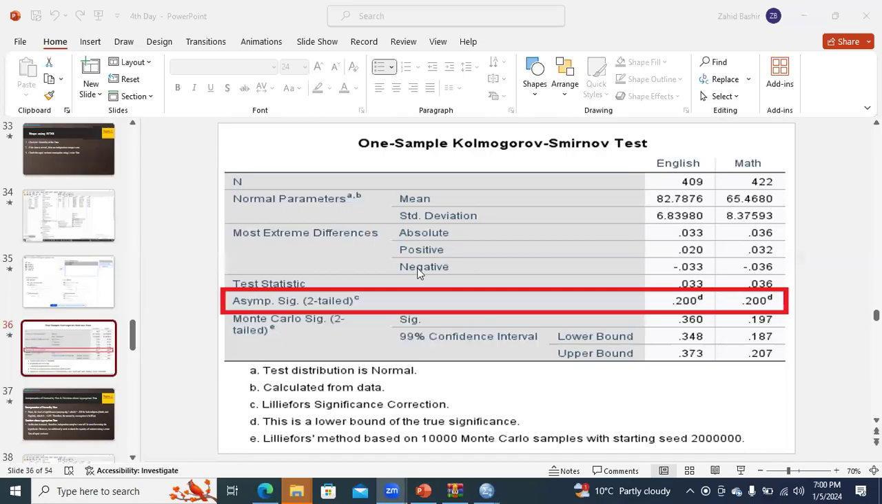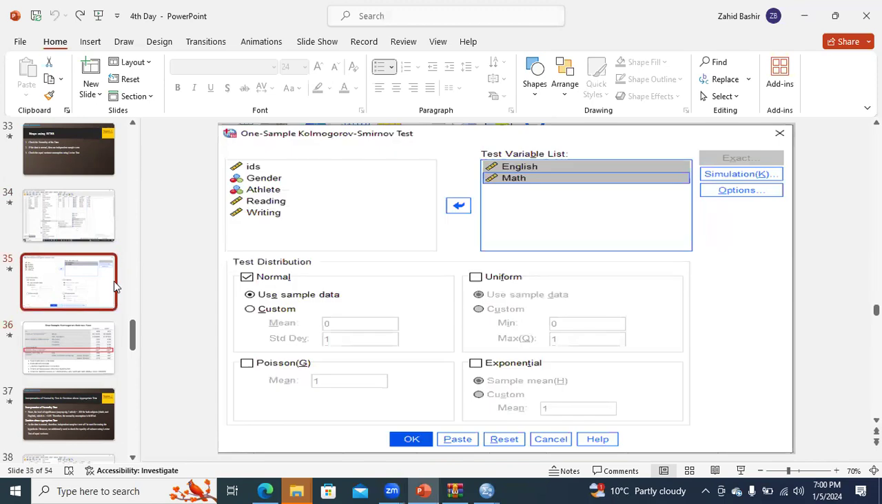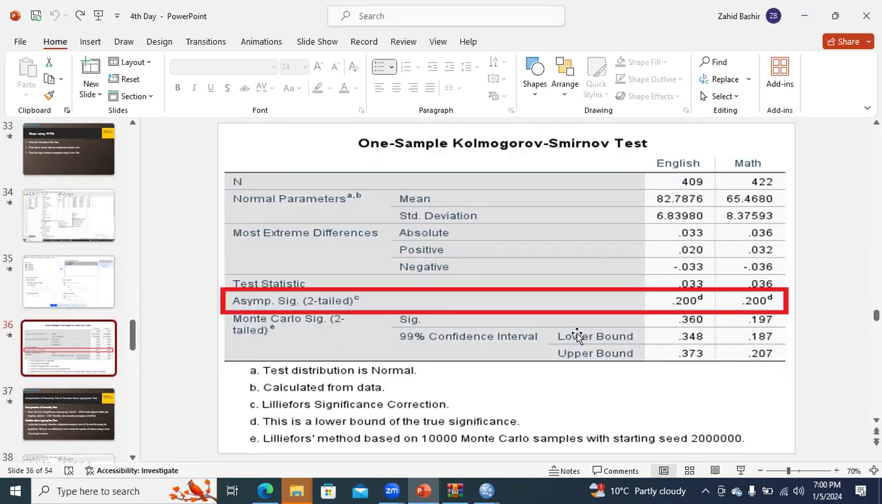I was letting you know that in our case, what we need to do is check the normality first. So we need to put our two continuous variables in the test variable list, and then after clicking OK, you will see a result like this, and you will find out that the asymptotic sig value of English and math both is greater than 0.05. It means that our data is normal. So our first condition was met.